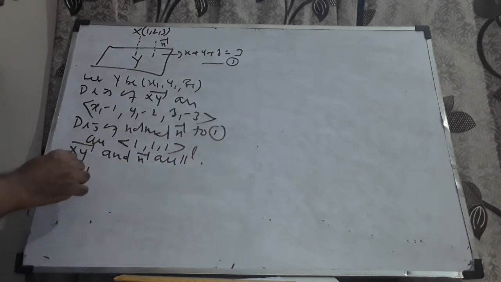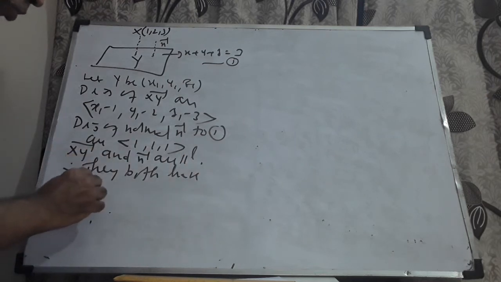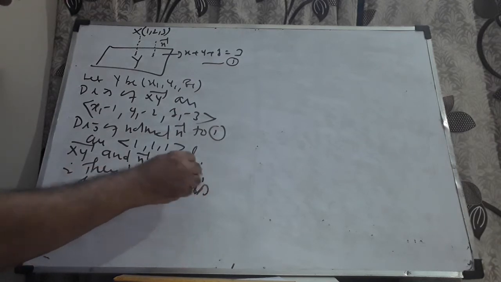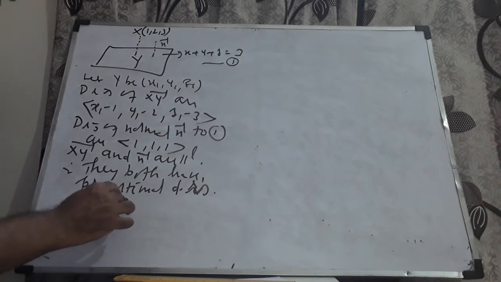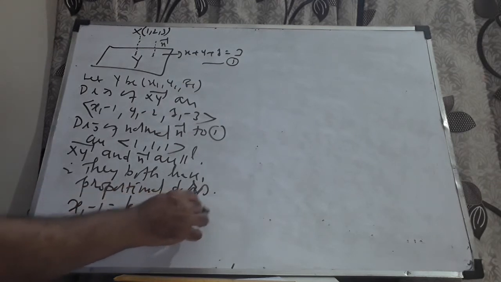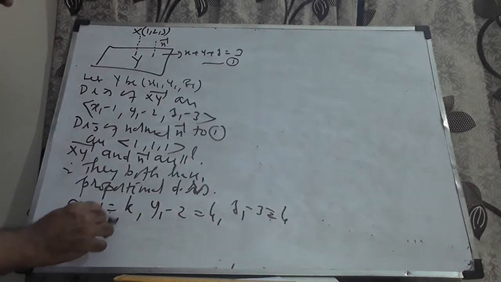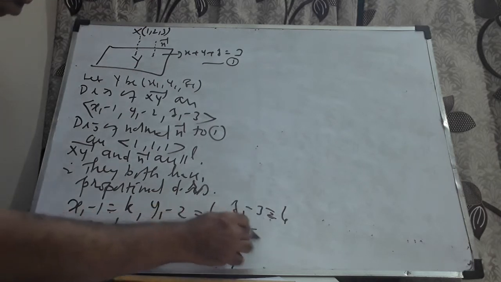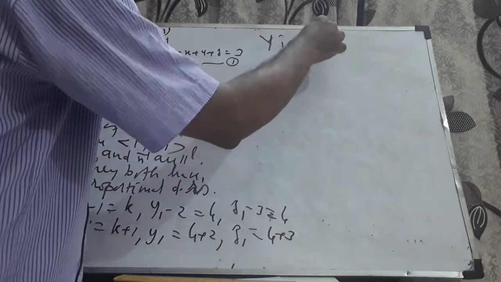Now XY vector and n vector are parallel. See the diagram. Therefore, they both have proportional DRs. Two vectors or two lines are parallel in 3D if and only if they have same DRs or proportional DRs. Therefore, I will write it as x1 minus 1 is equal to k, y1 minus 2 is equal to k, z1 minus 3 is equal to k. Therefore, x1 happens to be k plus 1, y1 happens to be k plus 2, z1 happens to be k plus 3.